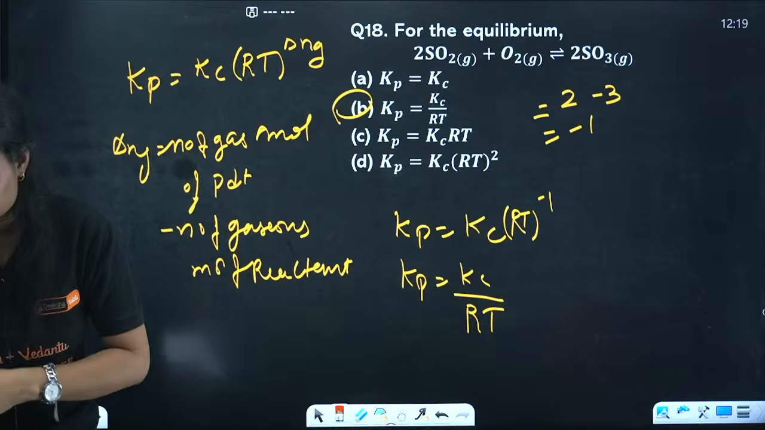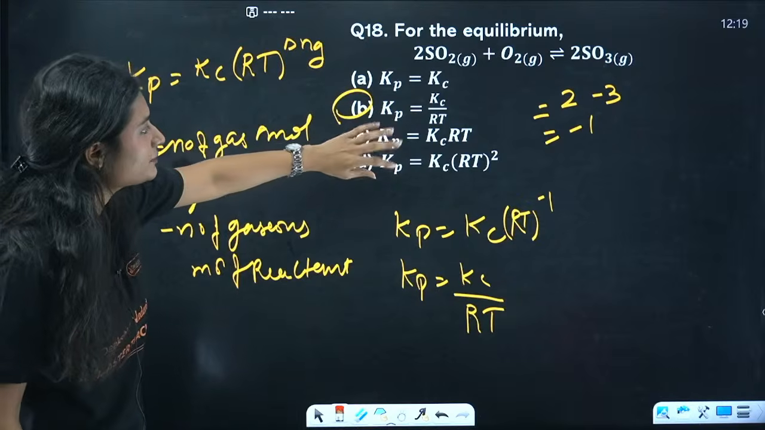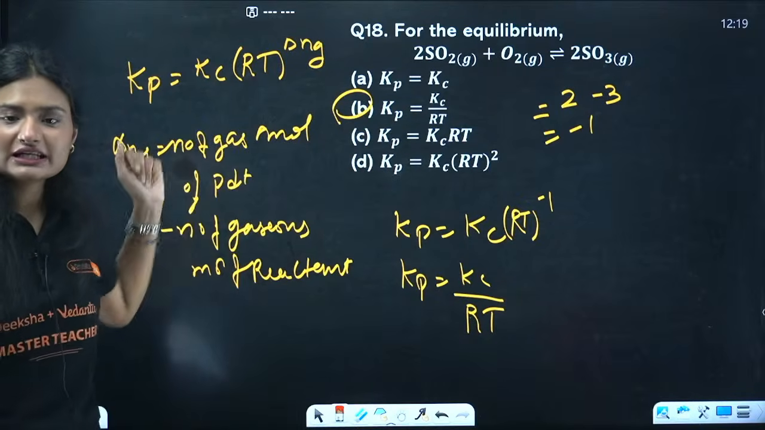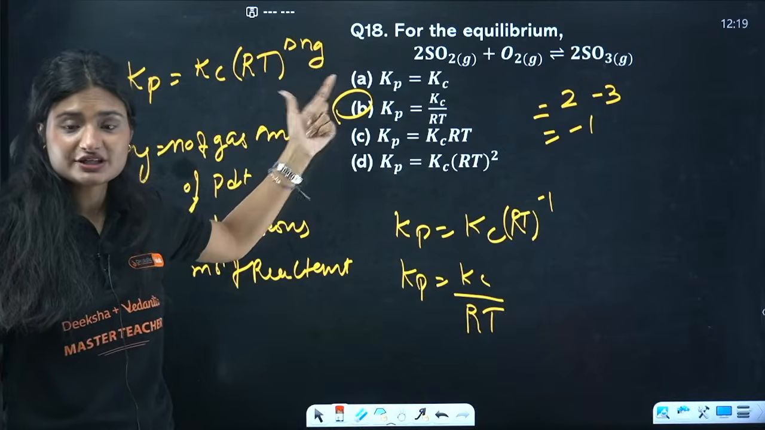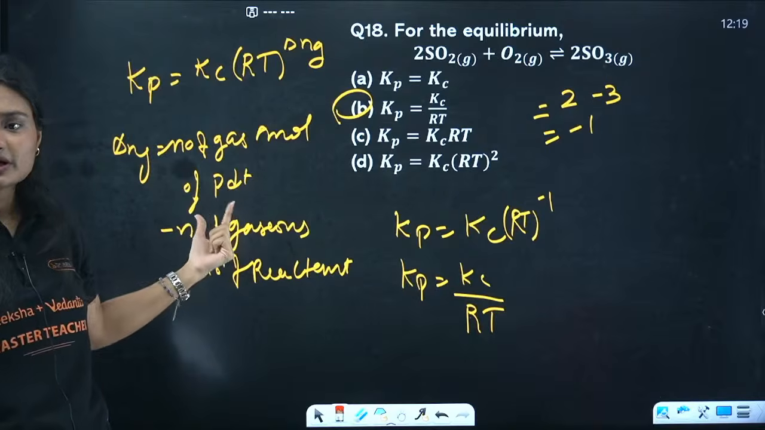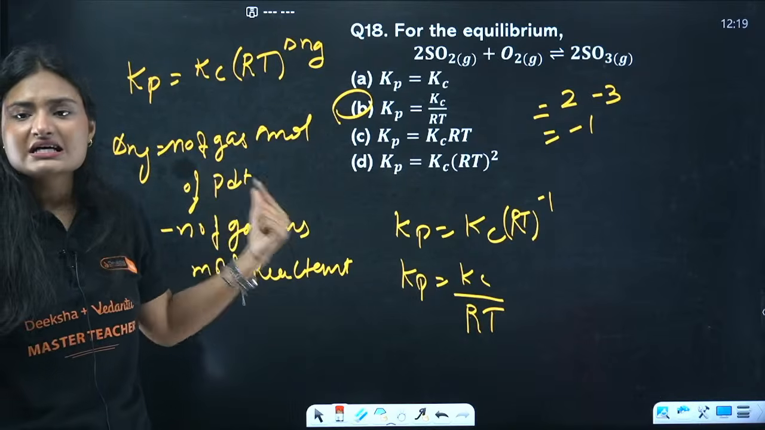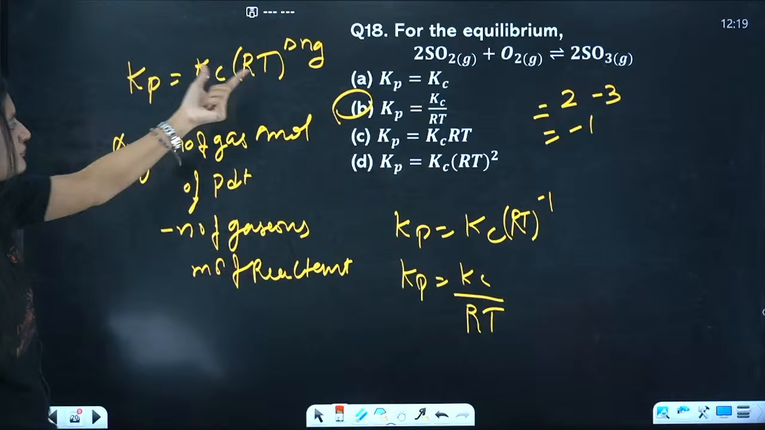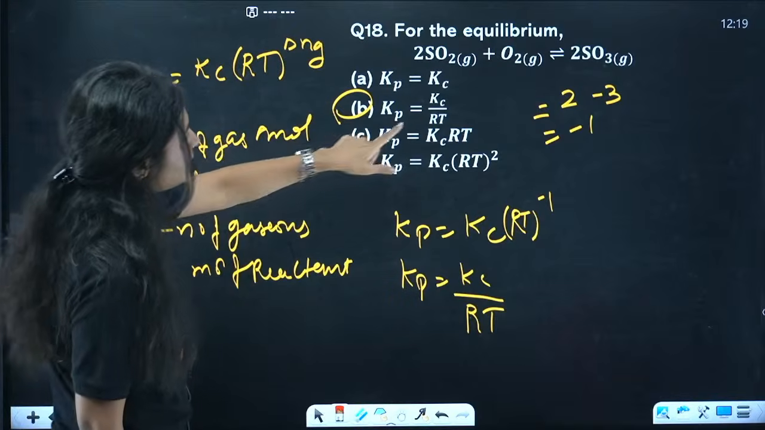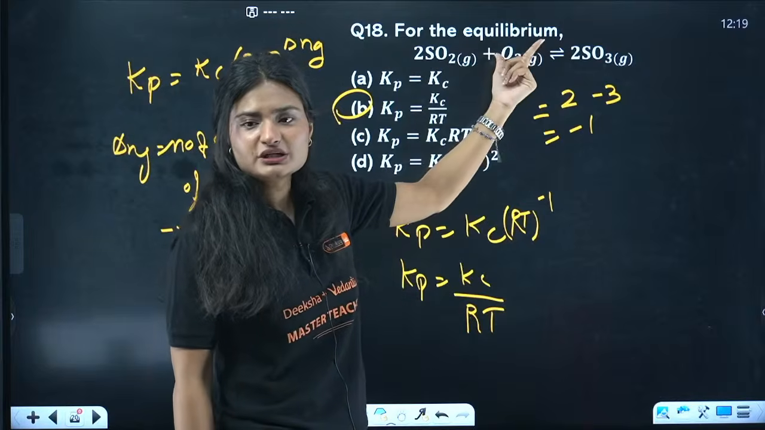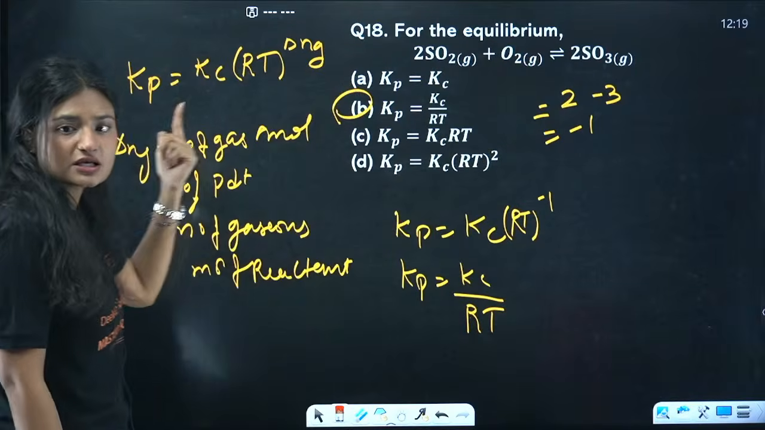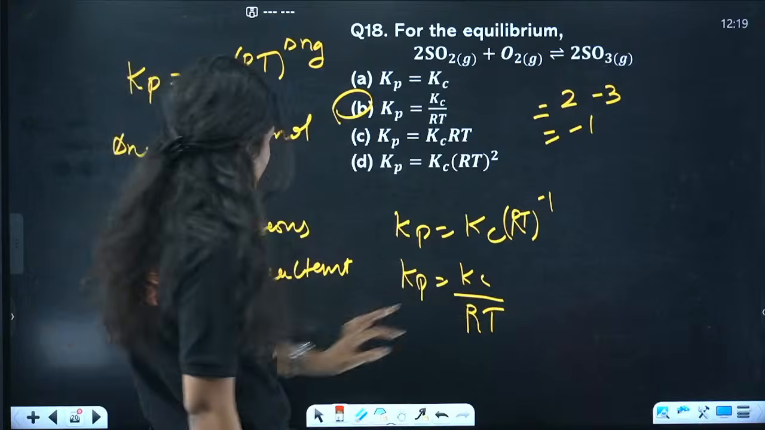Next one, for this equilibrium, the Kp and Kc relation. Firstly, the relationship between Kp and Kc is Kp equals Kc RT raised to the power delta Ng. Delta Ng is the number of gaseous molecules of product minus the number of gaseous molecules of reactant. In this case, you have 2 gaseous molecules on the product side and 3 on the reactant side, so delta Ng is minus 1. So Kp will be Kc by RT.